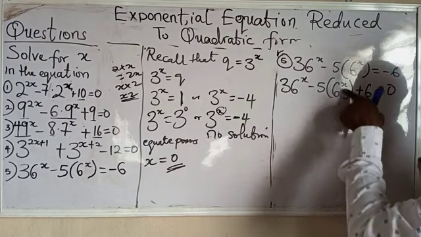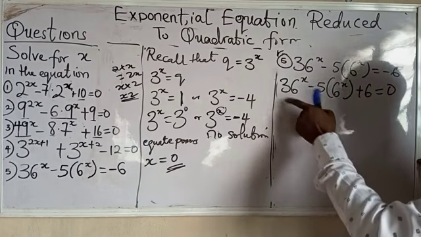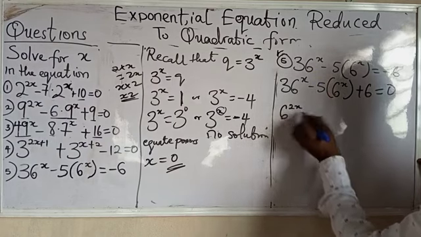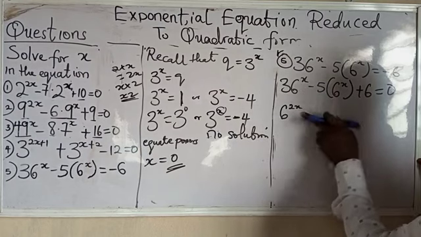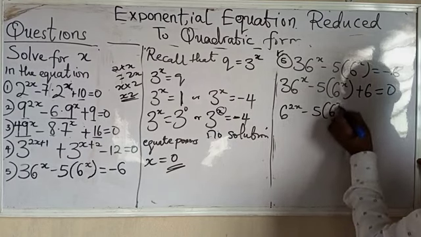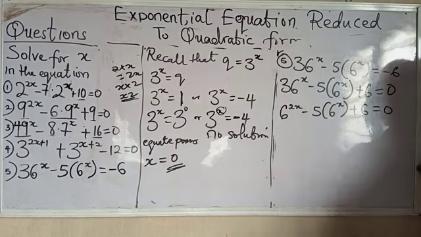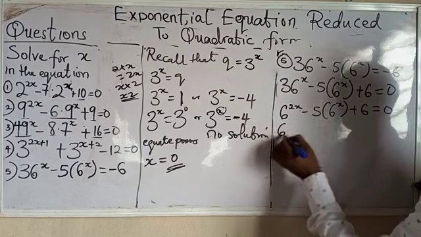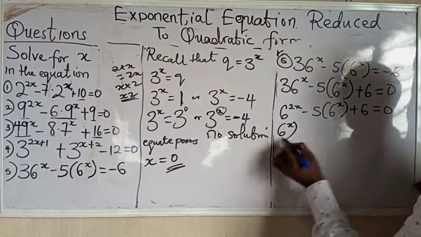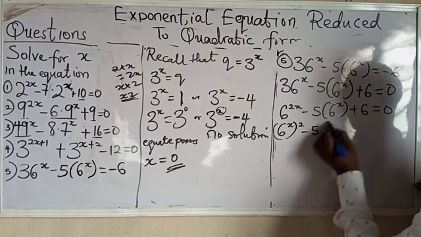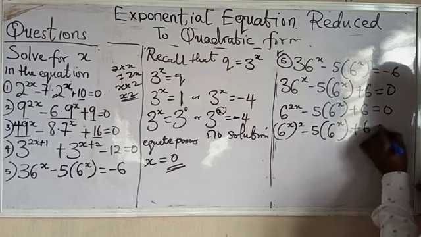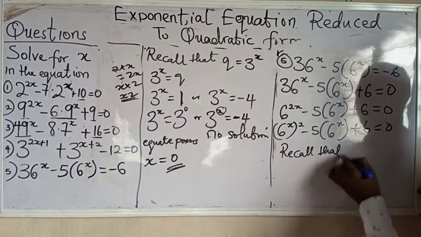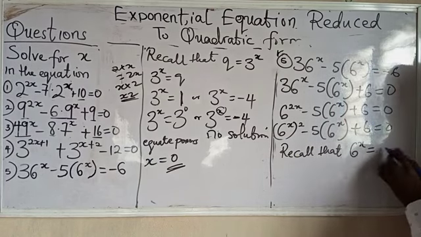So, this 6 raised to power x has given me a sign that this 36 can also be taken to 6 raised to power 2x, because 6 raised to power 2 is automatically 36, and we have x here before, minus 5 into bracket 6 raised to power x plus 6 equals 0. And I can as well swap the powers, like change the position. So it's going to be 6 raised to power x, squared, to make it look like this one. Minus 5 into bracket 6 raised to power x plus 6 equals 0. So I will say recall that 6 raised to power x equals t.